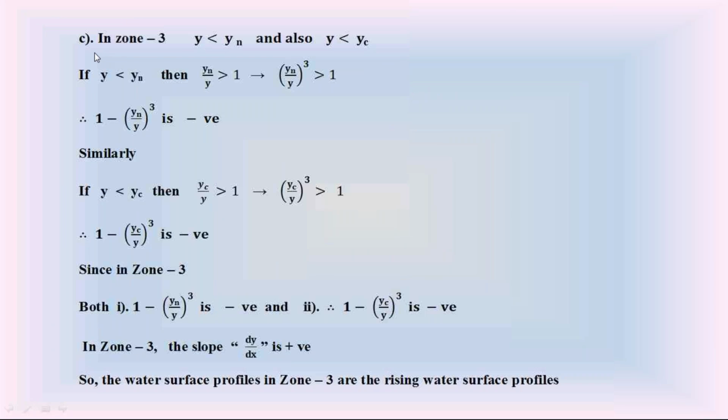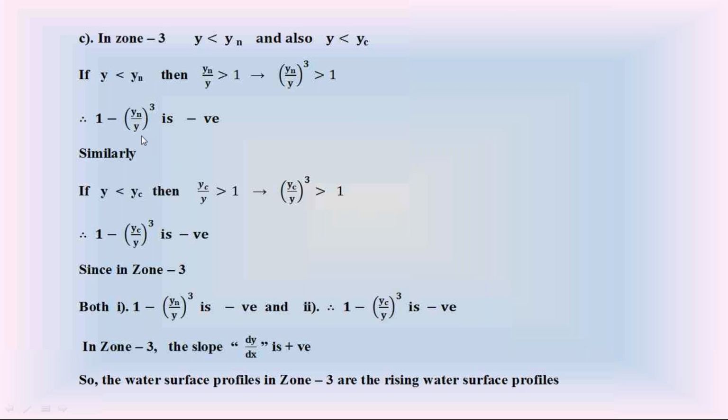Check this carefully. In zone 3 in open channels, the depth of flow y is less than the normal depth yn, and also less than the critical depth yc. This is the condition in zone 3. Now check this zone 3 calculation carefully. If the depth of flow y is less than yn, then yn by y is greater than 1, so yn by y whole cube is also greater than 1.